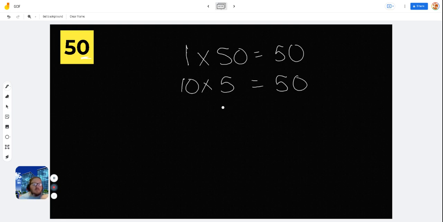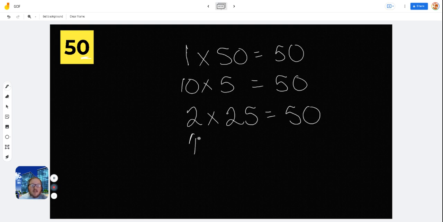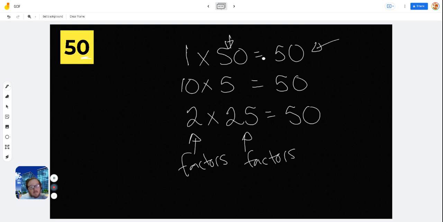I may know some prior knowledge about change. I know that 2 quarters makes 50 cents. So 2 times, we'll say a quarter's worth 25 cents, so 2 times 25 gives me 50 as well. All of these are factors of 50, including itself. Remember, 1 and itself is a factor? So just keep that in mind as we're going through this and working with factors.